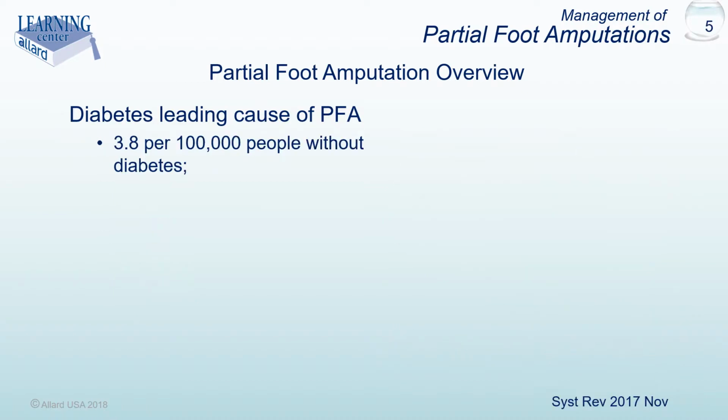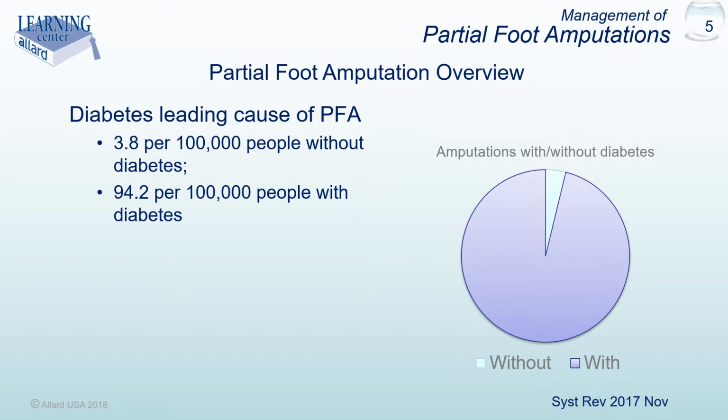Diabetes is the leading cause of partial foot amputations. While partial foot amputations occur at an incidence of 3.8 per 100,000 population without diabetes, 2 per 100,000 population with diabetes. This is one reason the CDC refers to both obesity and diabetes in the U.S. as epidemics, which in turn may explain the increase in partial foot amputations.